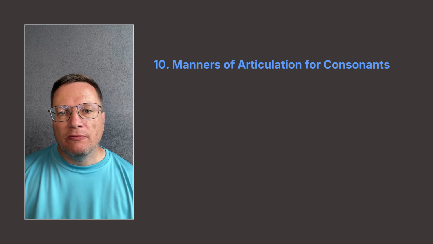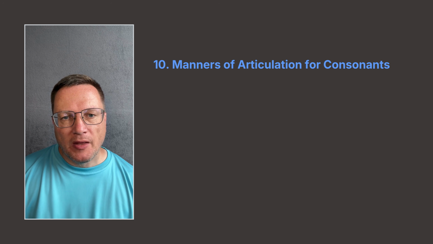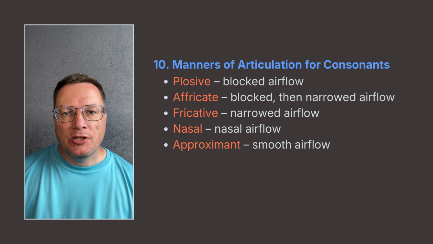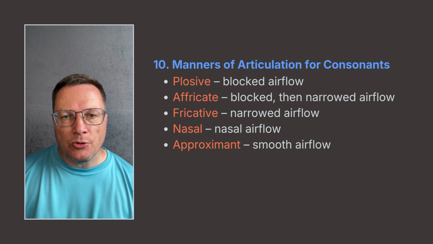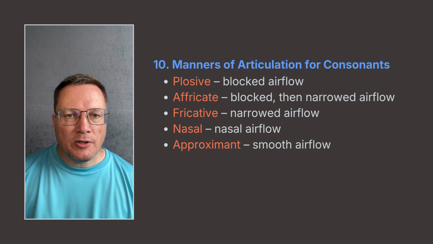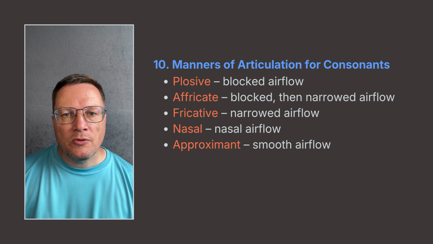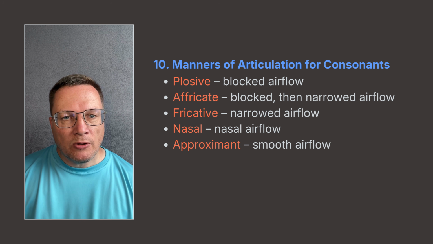10. Manners of articulation for consonants. Place of articulation describes where a consonant is produced, whereas manner of articulation describes how it is produced. The main difference lies in the way the airflow is shaped by the speech organs. In some consonants, the airflow is completely blocked and then released. In others, it passes through a narrow gap, through the nose or smoothly through the mouth.